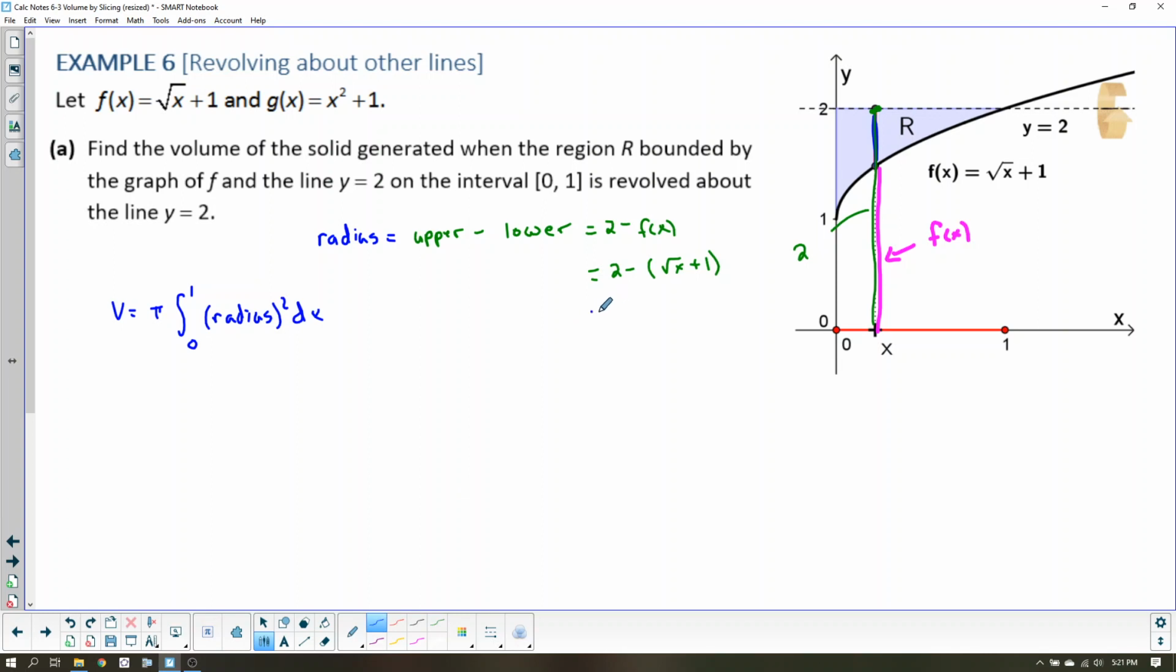Okay, so if we cleaned that up, we distribute the negative, and then we can combine those like terms. You get 1 minus the square root of x. That is the radius. So our volume is going to be pi times the integral from 0 to 1 of 1 minus the square root of x, that quantity squared, dx. So that expression should be the volume created by that solid of revolution, and that volume comes out to pi over 6.